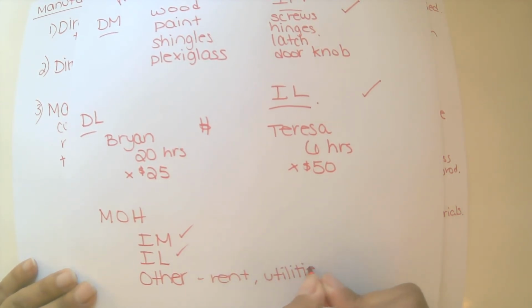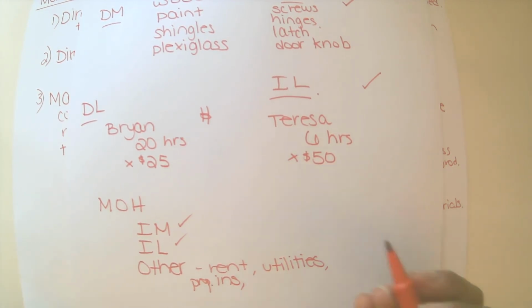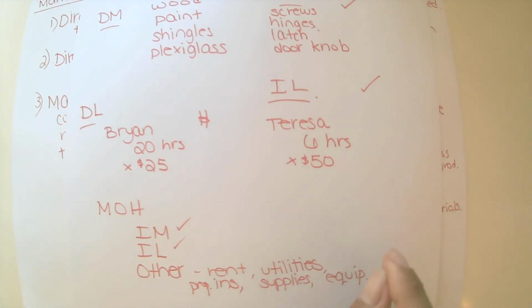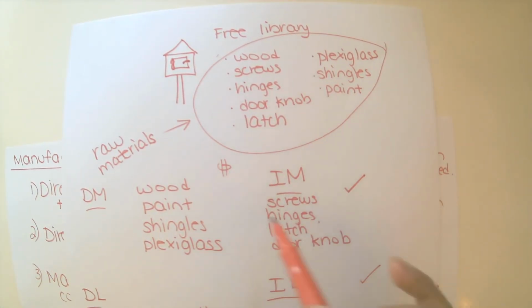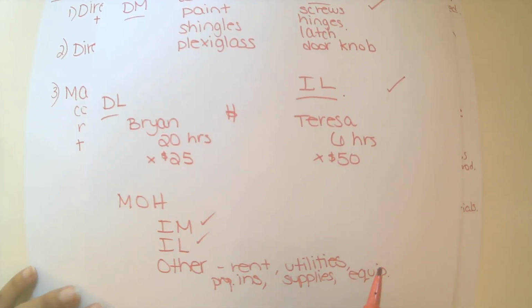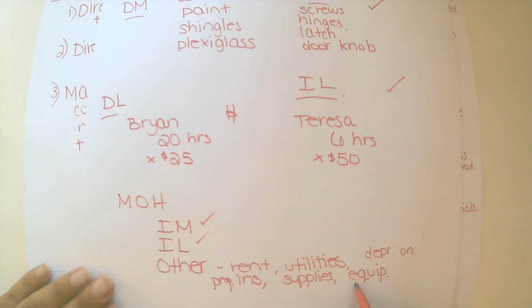utilities, insurance, like property insurance. What else? I know a big one. Yeah, supplies and equipment. Right? Think of all the equipment we had to use. Saws, drills, hammers, sanders, right? All that, none of that is captured up here because we already had it. We didn't need to go purchase it at Home Depot. We had it, but those are costs, right? So equipment, specifically depreciation on equipment. Okay, and that's a big one.